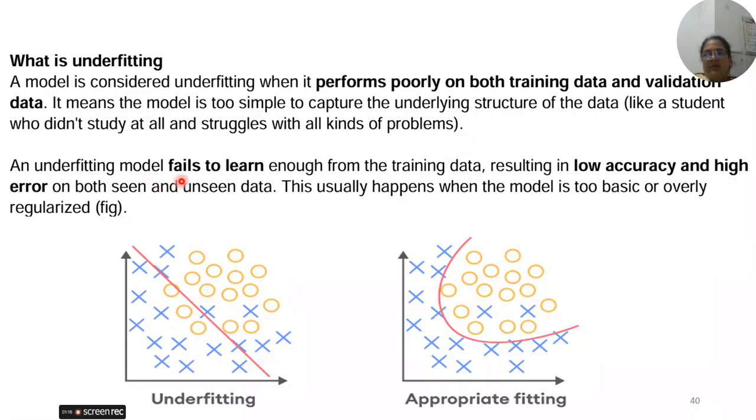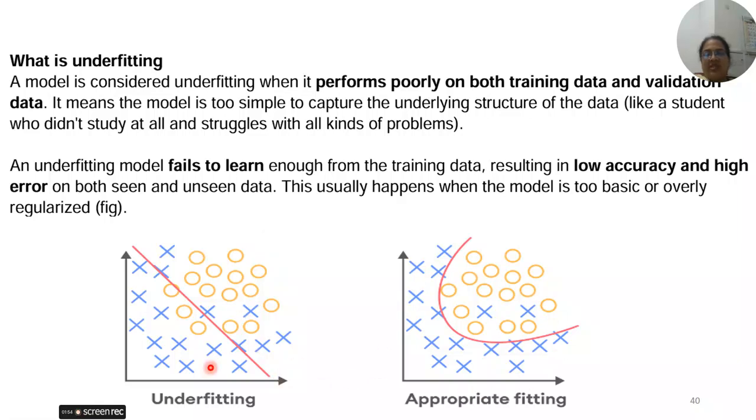An underfitted model even fails to learn enough from the training data, resulting in low accuracy and high error. If accuracy is low, the error chances are more, on both seen and unseen data. This usually happens when the model is too basic or overly regularized. If the model is very basic, the training did not happen properly, like a student who may not concentrate in the lecture, so the validation is also going to give some error. So the model is called an underfitted model.